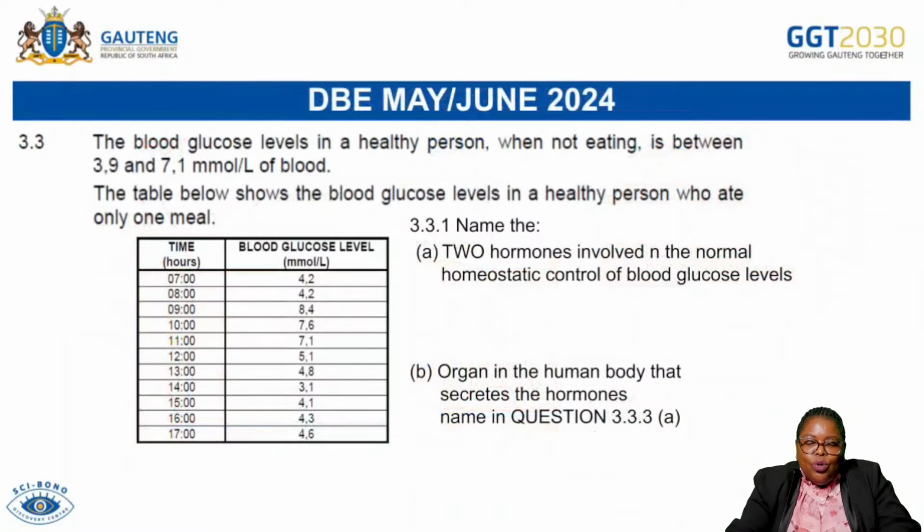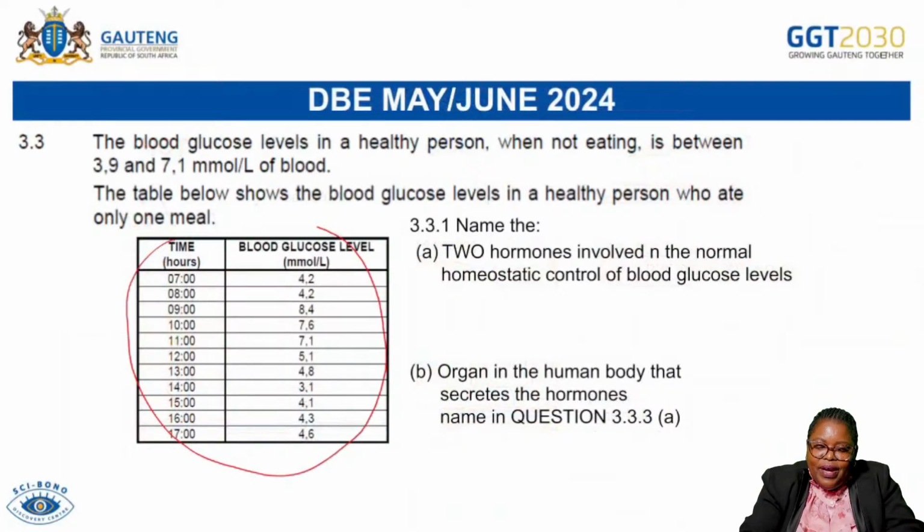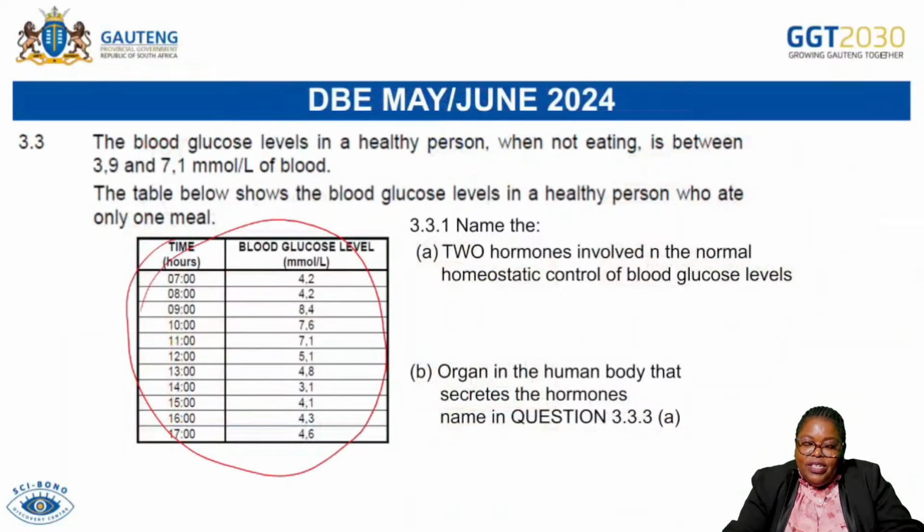All right. So as you will be writing tomorrow, examiners might not ask about all those factors. Like I've mentioned, they can choose any one of those. Now, this one is DBE May, June 2024. We're just going to quickly look at this question. And remember, given a question, you need to study what is given. We are being given a table here. Let's quickly look at the question.